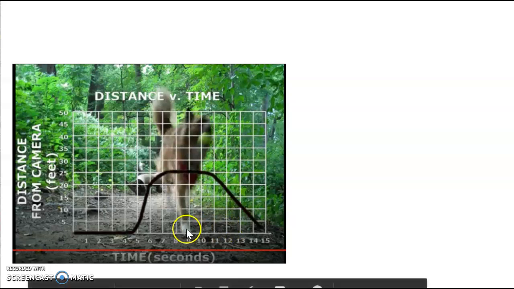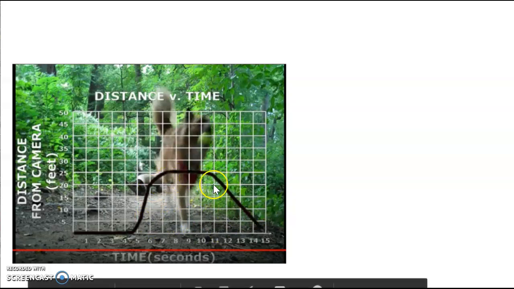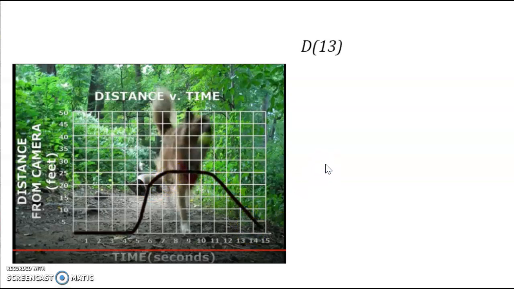And I hope your graph was somewhat similar. At least you're starting to understand how the graph is made, or what different points on the graph really mean. So then you are asked to figure out what D of 13 is. What is D of 13?